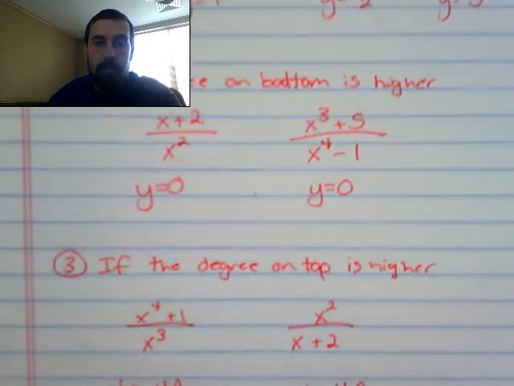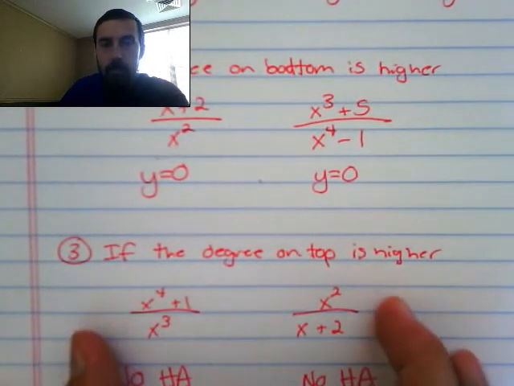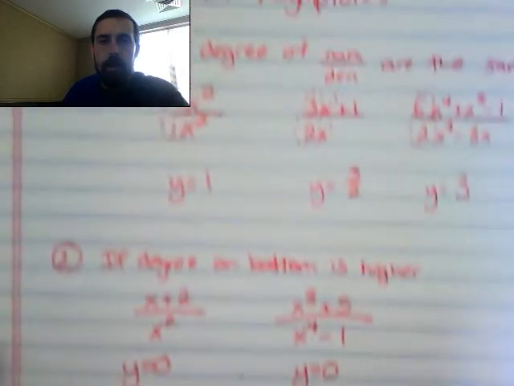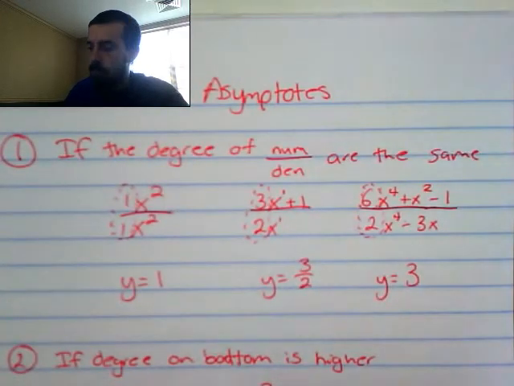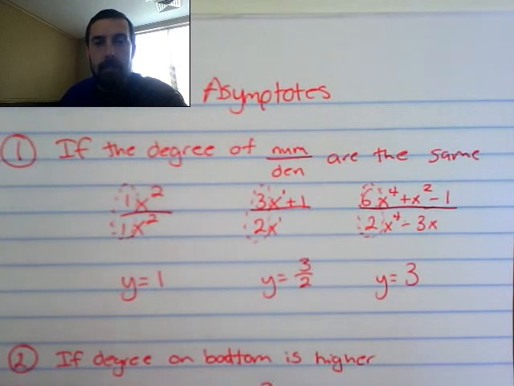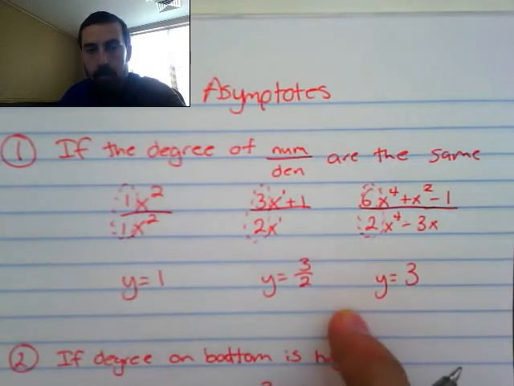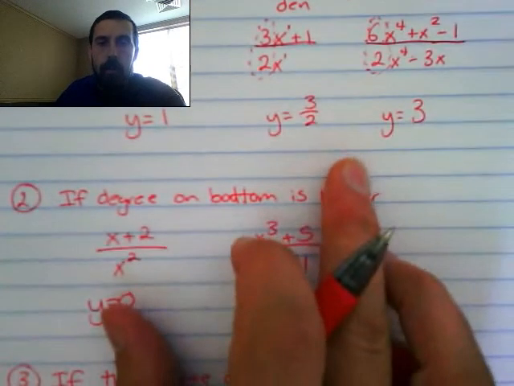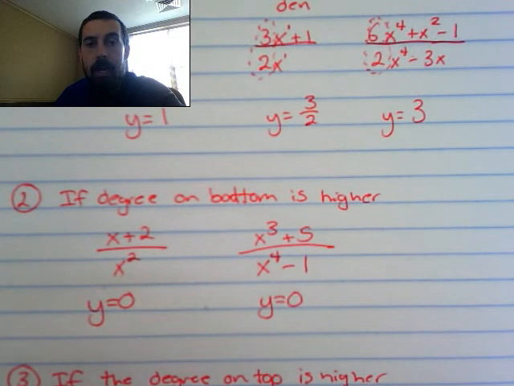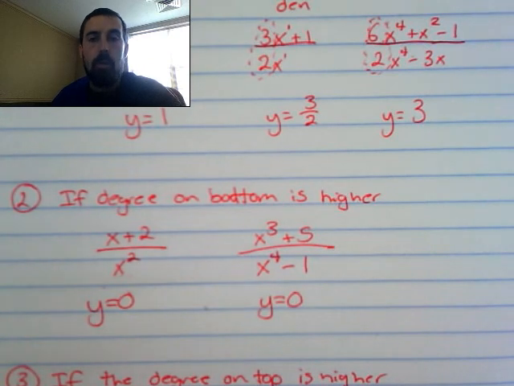Now those are the 3 cases. Again, when you see these, you're going to think something else. You're going to think slant asymptote, which we'll talk about later. But case 1 is the hardest. When they're the same, you just take the leading coefficient of your numerator over your denominator, and that gives you your horizontal asymptote. For number 2, if the degree on the bottom is higher, then you just know y equals 0. And those are your cases for horizontal asymptote.